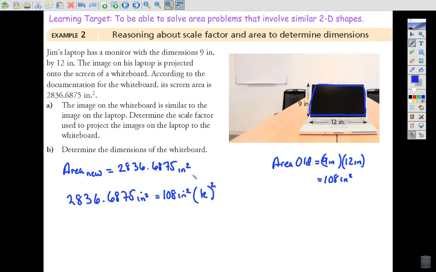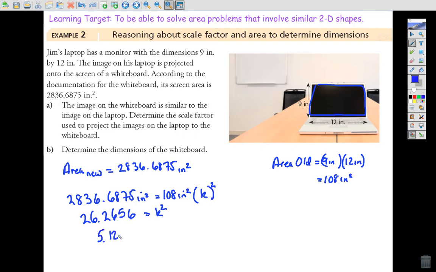So that's going to produce for me a value of 26.2656. I'm going to go to 4 decimal places for an intermediate step. And that's leaving me with k squared. So the next thing I'm going to do is take the square root of both sides, and taking the square root of 26.2656 gives me back 5.125.